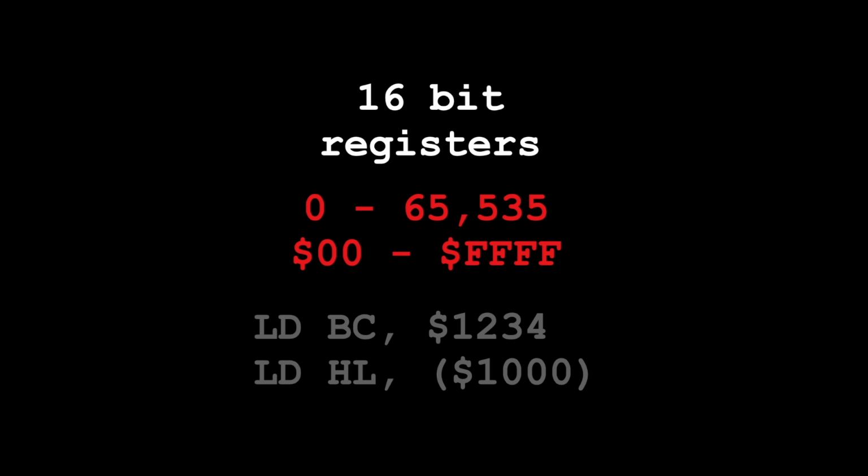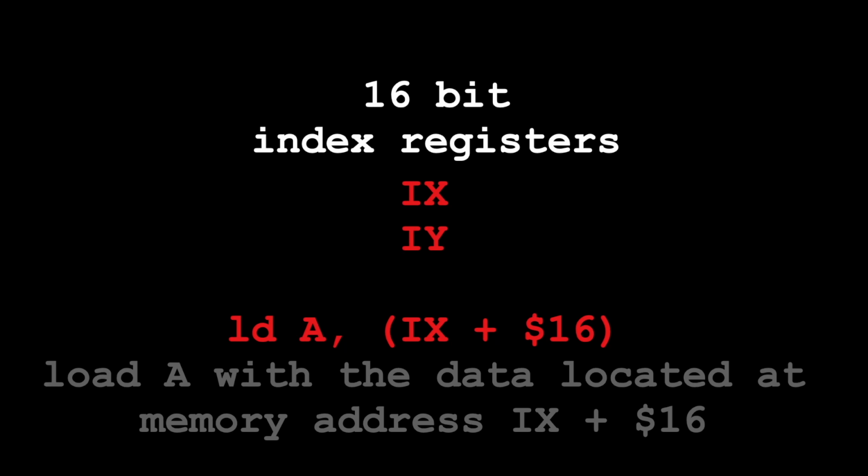The command LD BC, 1234 hexadecimal would put that hexadecimal number into the register pair BC. LD HL, and then in brackets hexadecimal 1000 would take 2 bytes that are stored at that memory location and put those into HL. There are 2 other 16-bit registers worth mentioning, IX and IY.